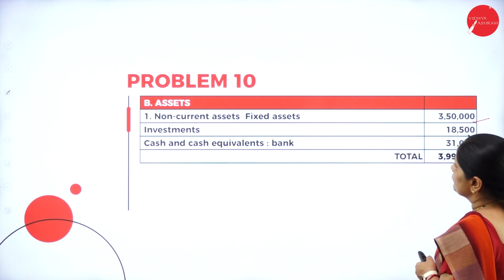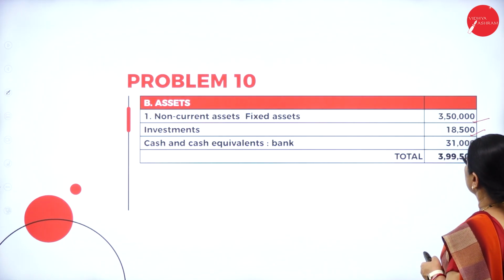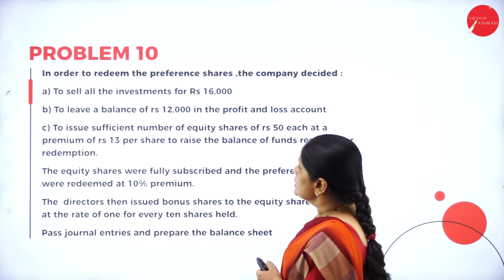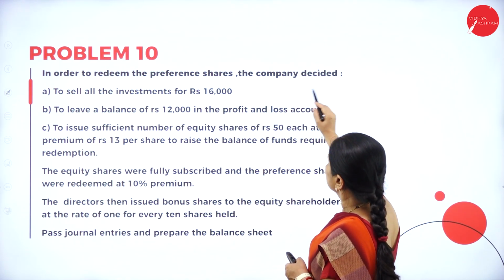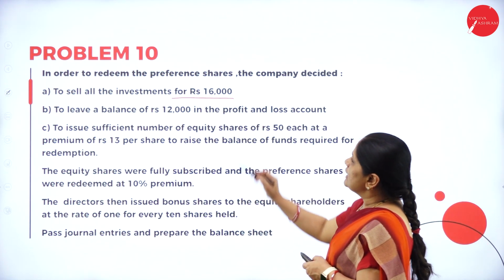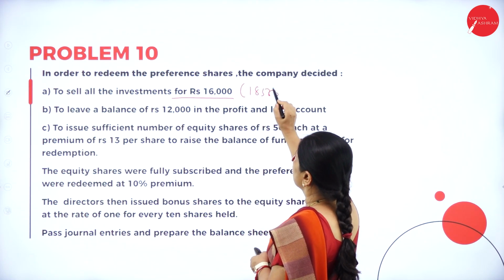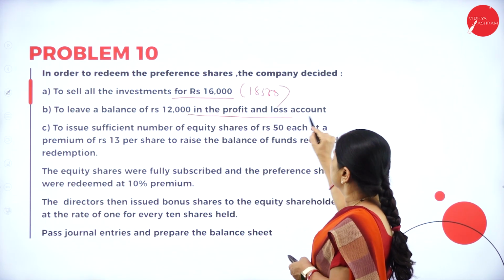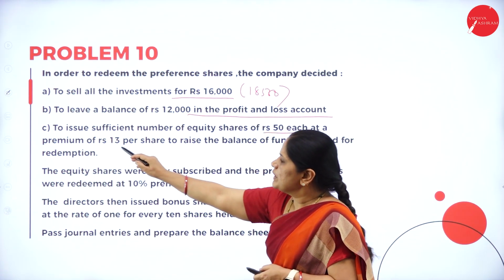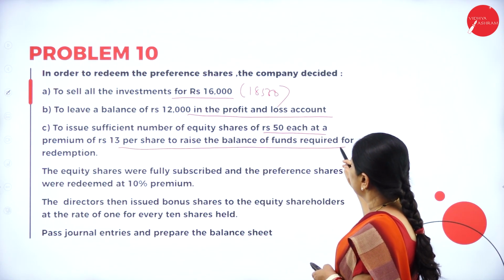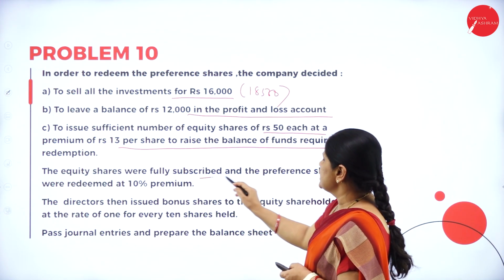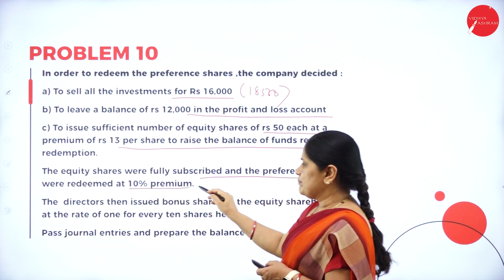So fixed assets 3,50,000, investments 18,500. Cash balance is 31,000, so 3,99,500. So the additional information: in order to redeem the preference shares, the company decides to sell the investments for 16,000. Now what is the value of investments? 18,500. Then to leave a balance of 12,000 in the profit and loss account, to issue sufficient number of equity shares of rupees 50 each at a premium of rupees 13 per share to raise the funds required for the redemption. Then the equity shares were fully subscribed and the preference shares were redeemed at 10% premium.